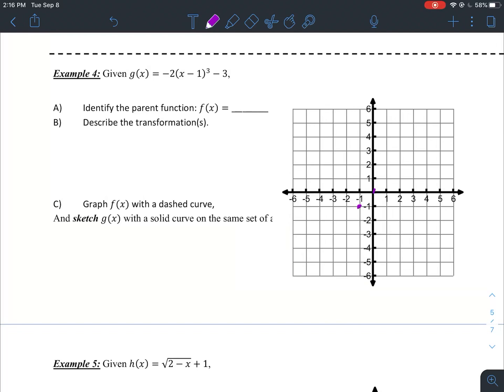Okay, let's finish up section 1.5 here. So I want to take a look at a couple of these examples. The first one says identify the parent function of g of x. That would be f of x equals x cubed. And if you look at part C, we're going to have to graph that. So let's go ahead and graph that now.